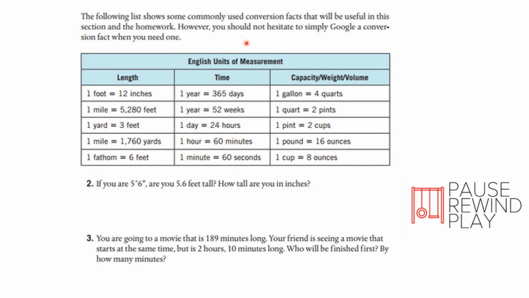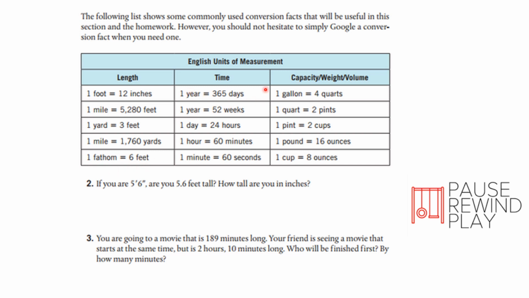The following list shows some commonly used conversion facts that will be useful in this section and in the homework. However, you should not hesitate to simply Google a conversion fact when you need one. So 1 foot is 12 inches, 1 mile is 5,280 feet, 1 yard is 3 feet, 1 mile ends up being 1,760 yards, and 1 fathom is 6 feet.